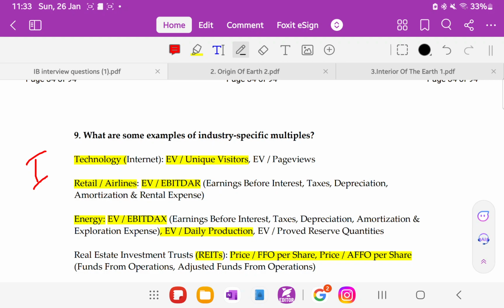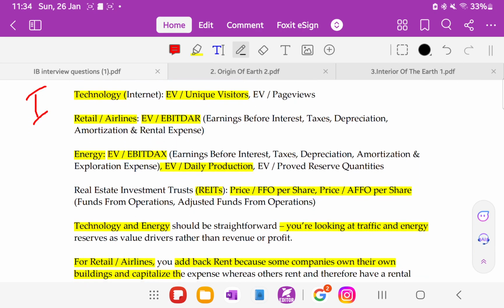So what are some examples of industry specific multiples? The first one is technology, like EV by unique visitors or EV by page views, etc. Then we have retail or airlines, let's say EV by EBITDAR, earnings before interest, tax, depreciation, amortization, and rent. Then energy: EV by EBITDAX, earnings before interest, tax, depreciation, amortization, and exploration expense, EV by daily production, EV by crude reserve quantity.